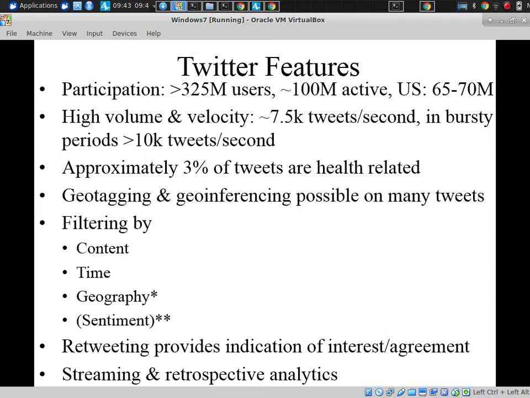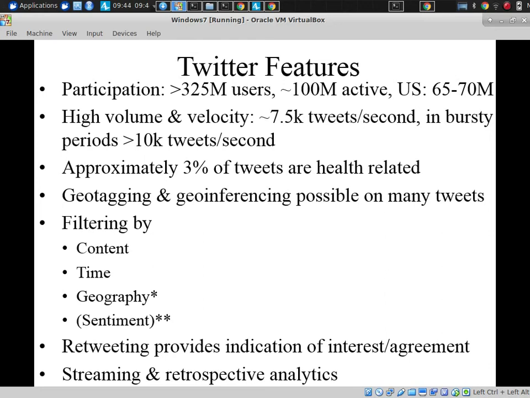We've done extensive work, and I've spent a huge number of hours personally going through Twitter messages, which is not my foremost behavior of preference, but it is instructive as to what's out there. And it's roughly 3% of tweets that are health-related.